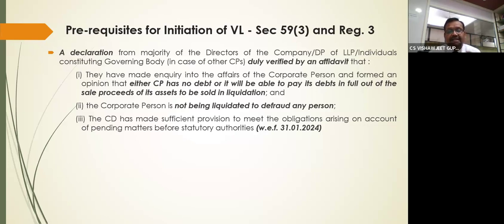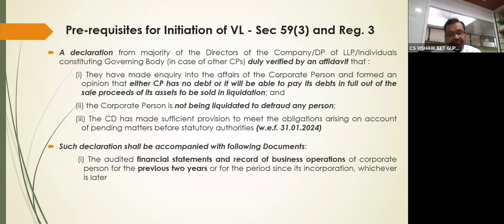So these declarations have to be made by the majority of directors, or majority of designated partners of the LLP, or the individuals constituting the governing body, duly verified by an affidavit. This is the prerequisite for the initiation of voluntary liquidation. Such declaration shall be accompanied by the following documents. With this declaration, they will have to enclose these documents. Number one, the audited financial statements and record of business operations of the corporate person for the previous 2 years.